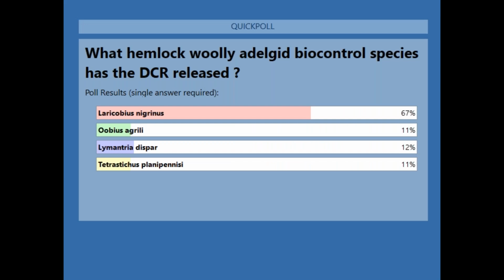The results of the poll question: on choice number 1, 67%, number 2, 11%, number 3, 12%, number 4, 11%.